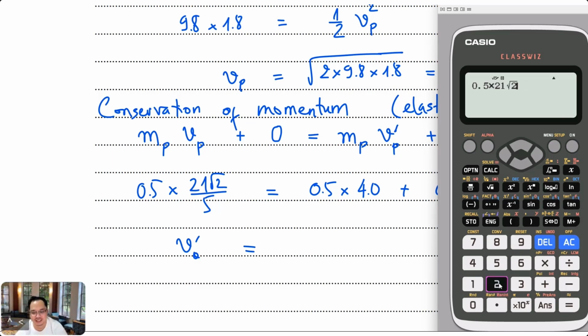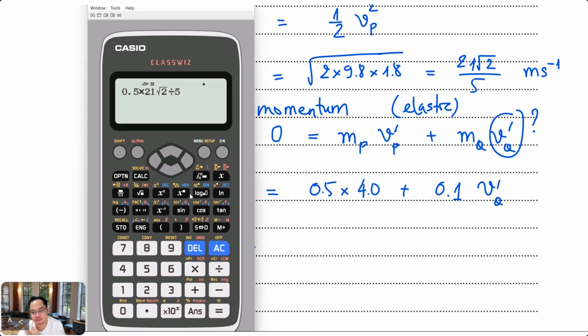0.5 multiplied by 21 square root 2 divided by 5, and then we need to subtract this one: subtract 0.1 times 0.5 times 4. Lastly, after doing this calculation, divide by 0.1 here to get the speed of Q.